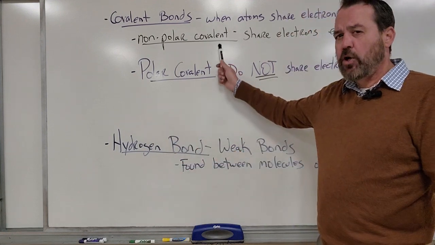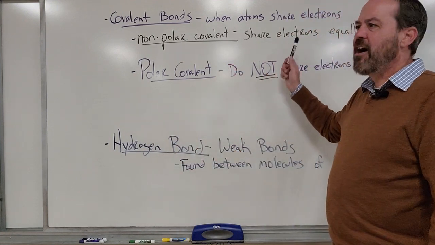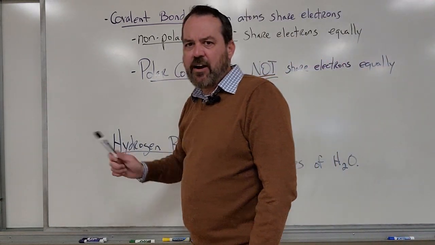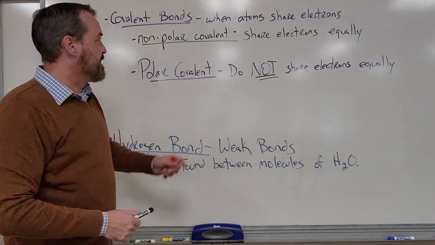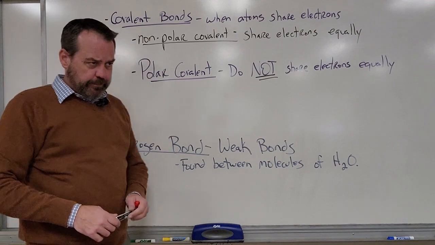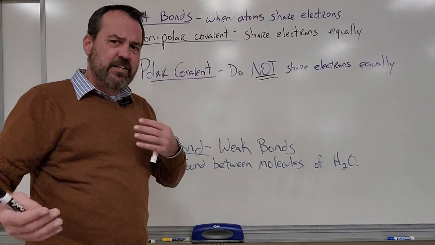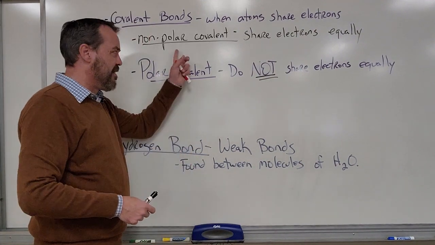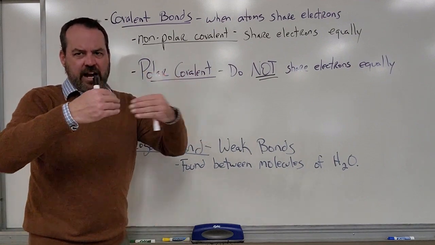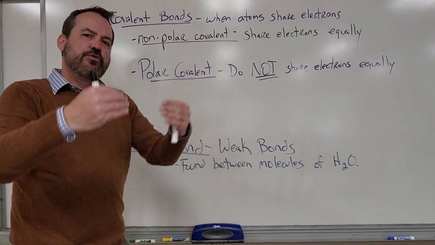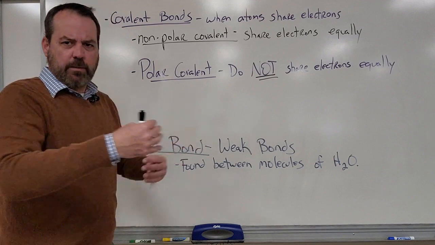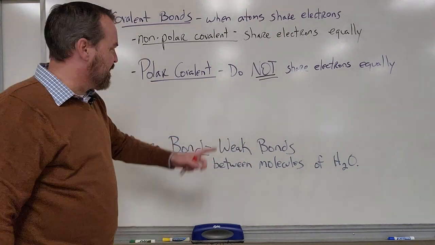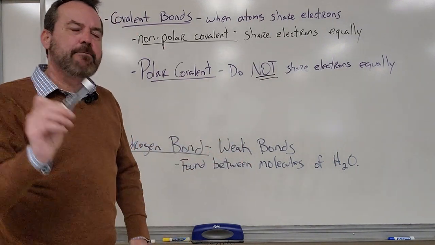With nonpolar covalent bonds, we share electrons equally. So we see the N in nonpolar. I want you to think nice, or nicey nice, because we share everything equally. I get half, you get half of these electrons. We're going to put them right down the middle, split them 50-50. We're going to share them equally. That is a nonpolar covalent bond.